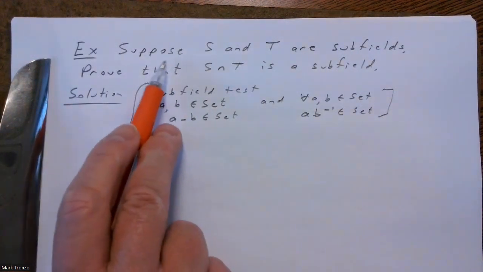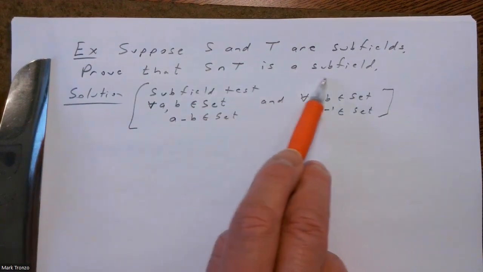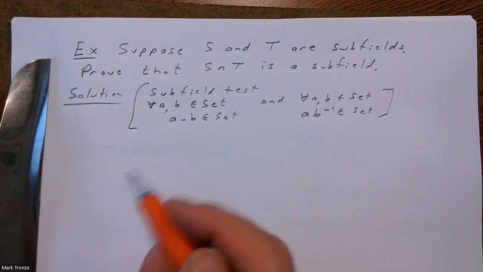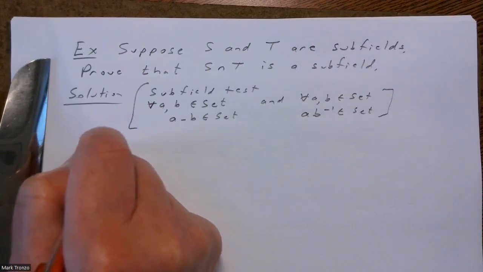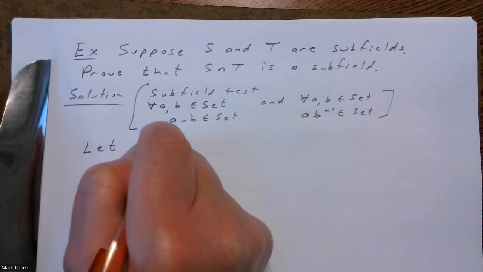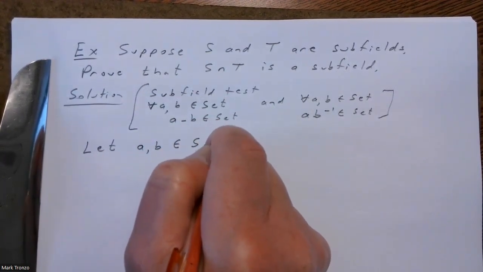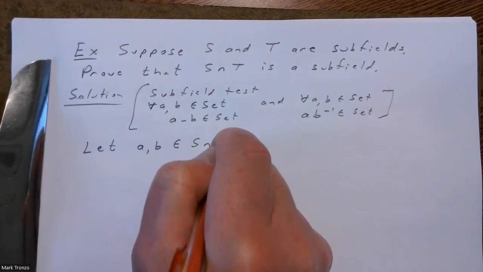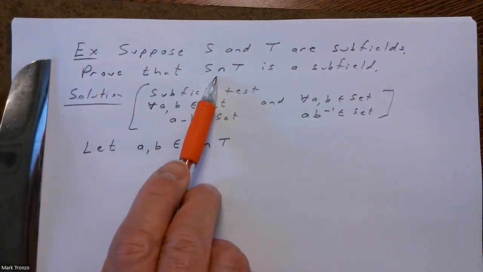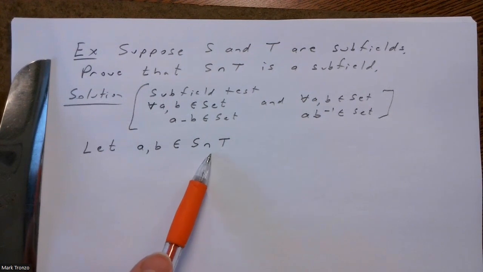So in this case, we have two subfields already. We want to prove that their intersection is a subfield. The process is the same anytime you do these intersection type problems, and they come up lots and lots of times in math. We want to pick two typical elements in this set and then prove these things. So let A and B be in our intersection.